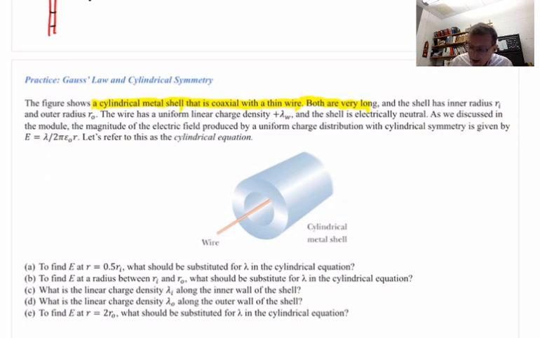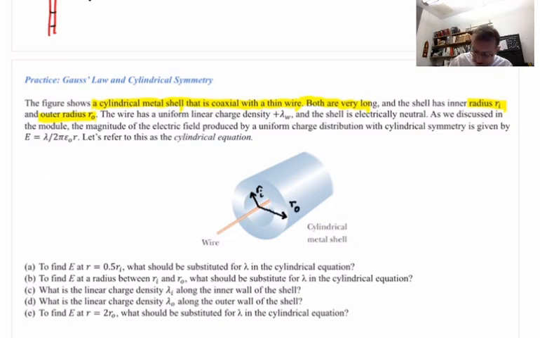Now that shell has an inner radius, Ri. I'll sketch it for a moment. Go from the central axis perpendicularly out till you get to the inner surface of the shell. That radius is Ri. And it has an outer radius Ro. So again, go from the axis, I'll go this way, until you get to the outer surface of the shell. That radius is Ro.